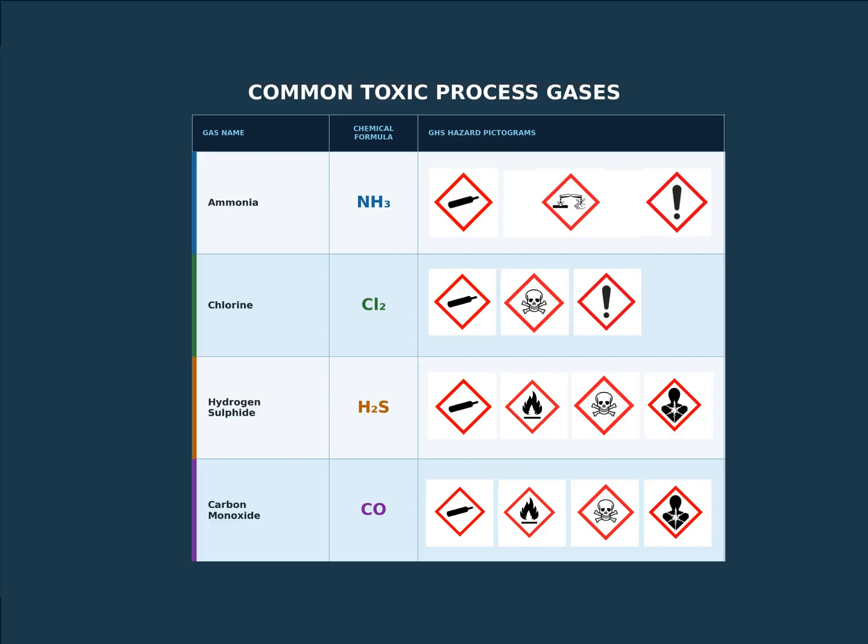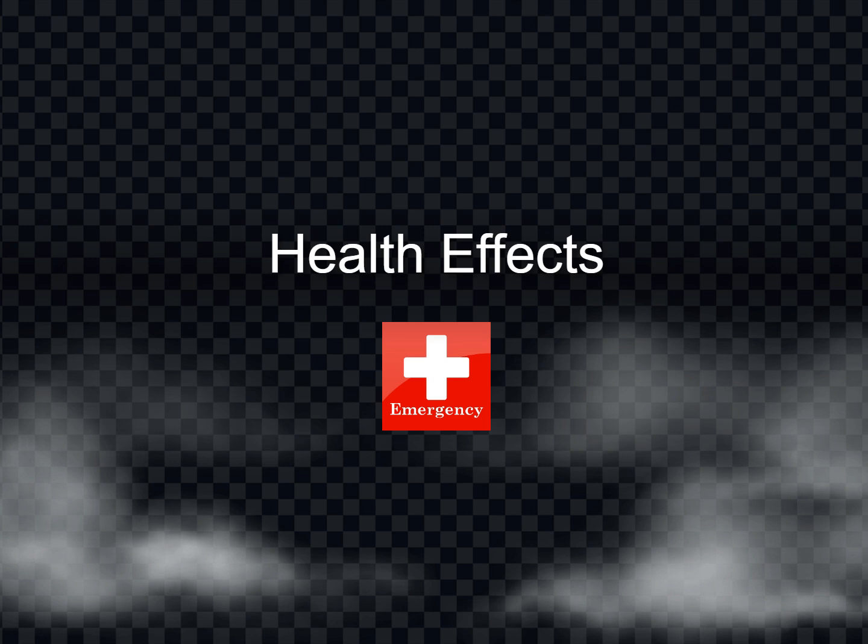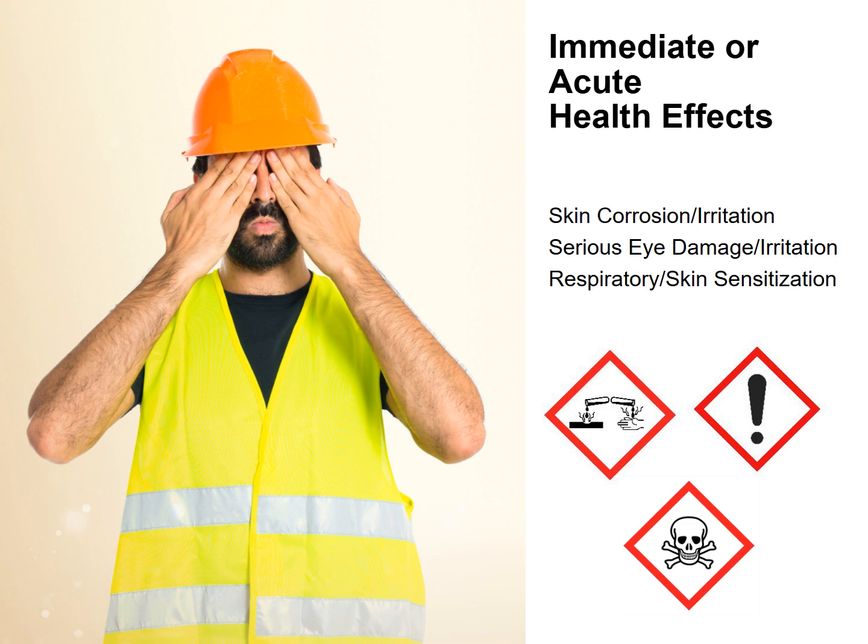In this table, we have listed common toxic process gases like ammonia, chlorine, hydrogen sulfide, and carbon monoxide with their associated GHS hazard pictograms. Let's now look at their health effects. Treat all airborne vapors, fumes, and mists with the same precaution. Toxic process gases present immediate physical threats upon contact. They can cause rapid skin corrosion and deep chemical burns by reacting with body moisture, while the eyes are at risk for permanent damage or blindness from even brief exposure.